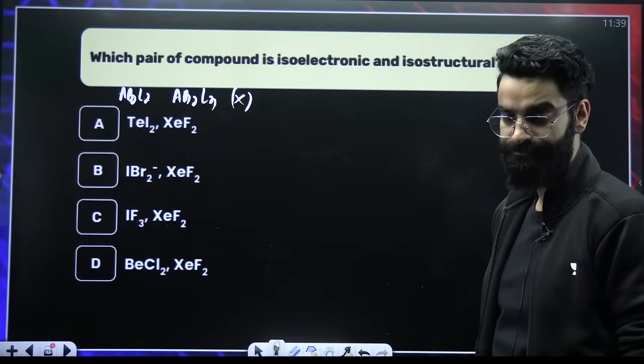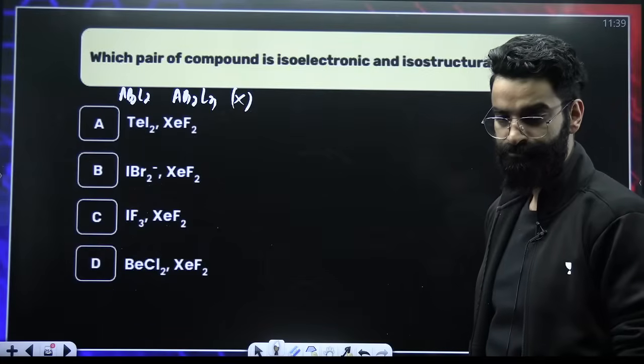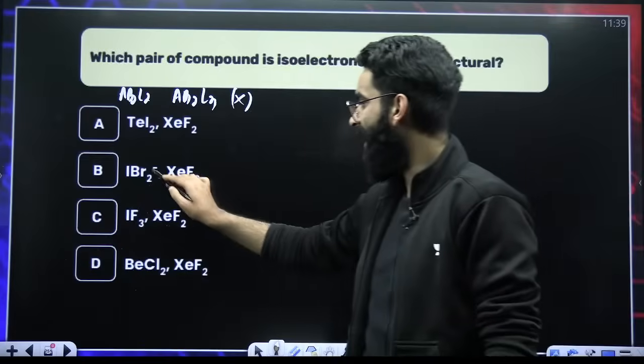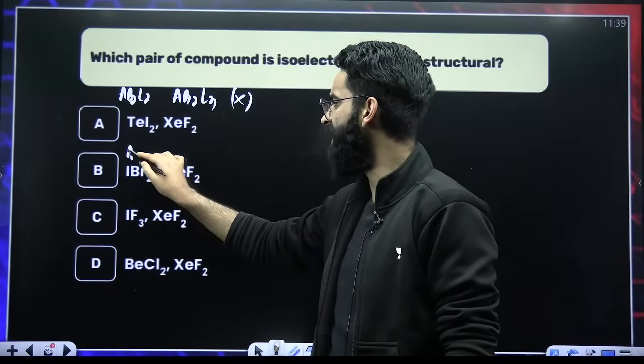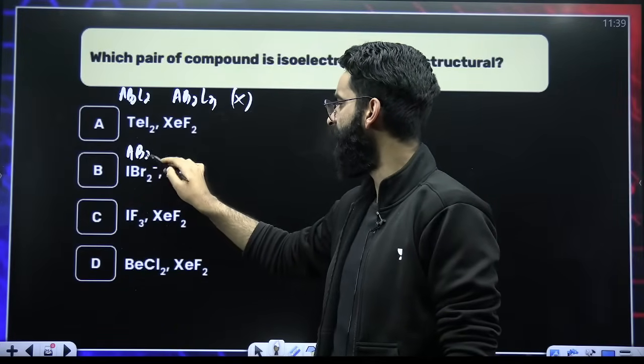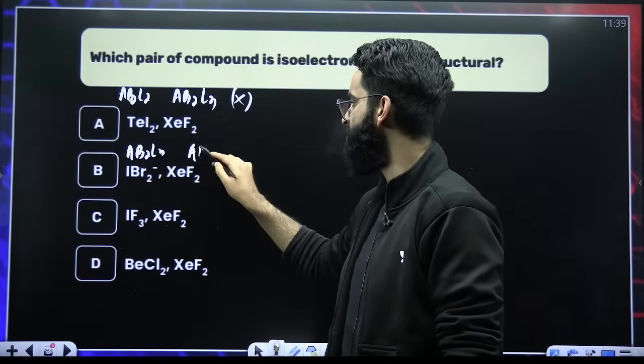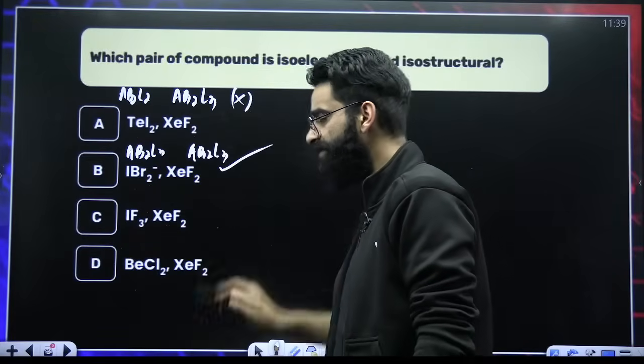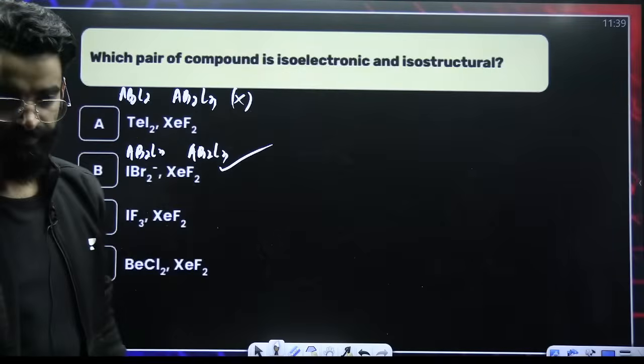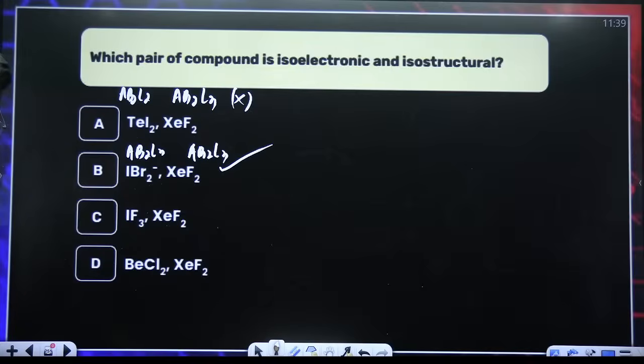What is the answer here? Get the type. IBr2 negative is AB2L3 type. This one is also AB2L3 type. So the type is the same, so they are supposed to be isostructural.